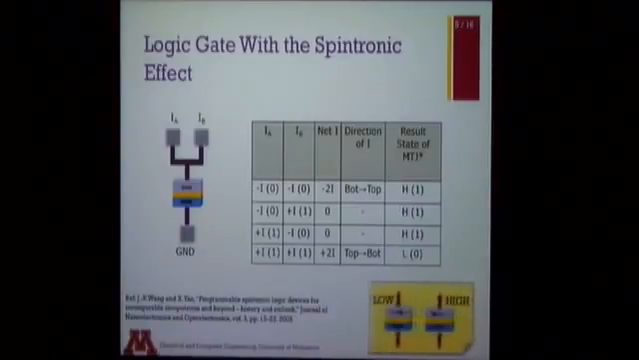So here's a little cheat sheet for you. When current flows from bottom to top in this magnetic tunnel junction, then it writes a logic 1 to the device. So the state of the MTJ is high. And from top to bottom, it writes a logic 0.